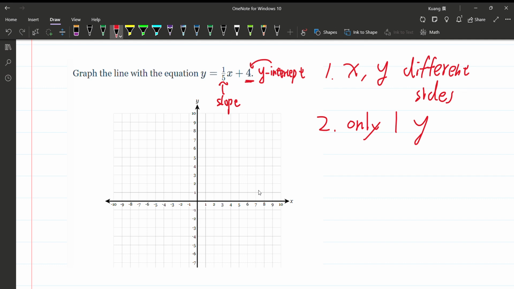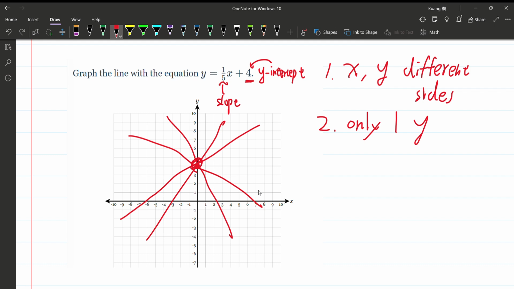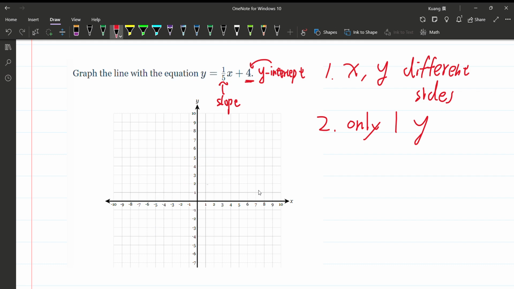That means the line cuts through this point. So it could be like this, it could be like this, but anyway, it will go through 0, 4, this point. This is called y-intercept. And what does slope mean? The slope is 1/5. That means when x increases by 1 unit, your y-coordinate increases by 1/5.